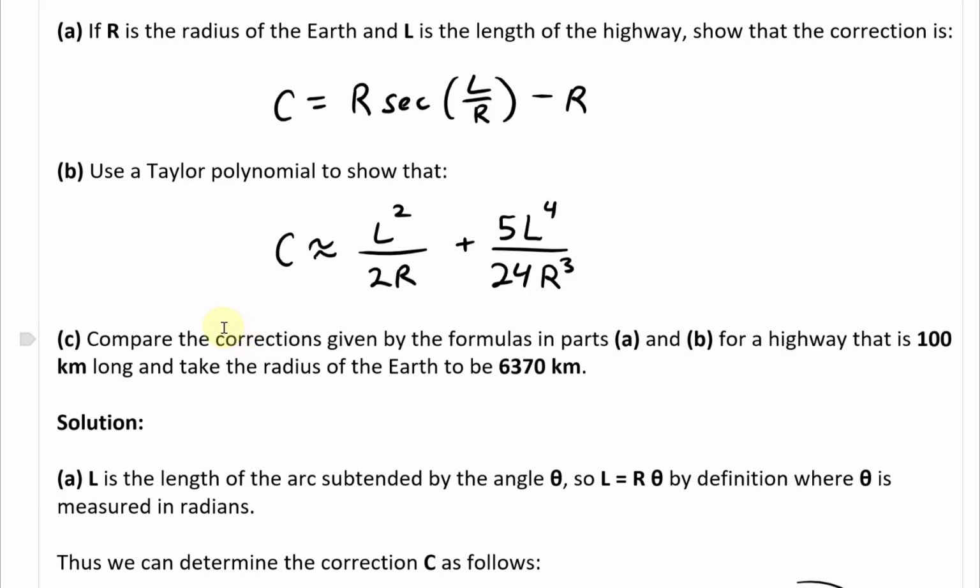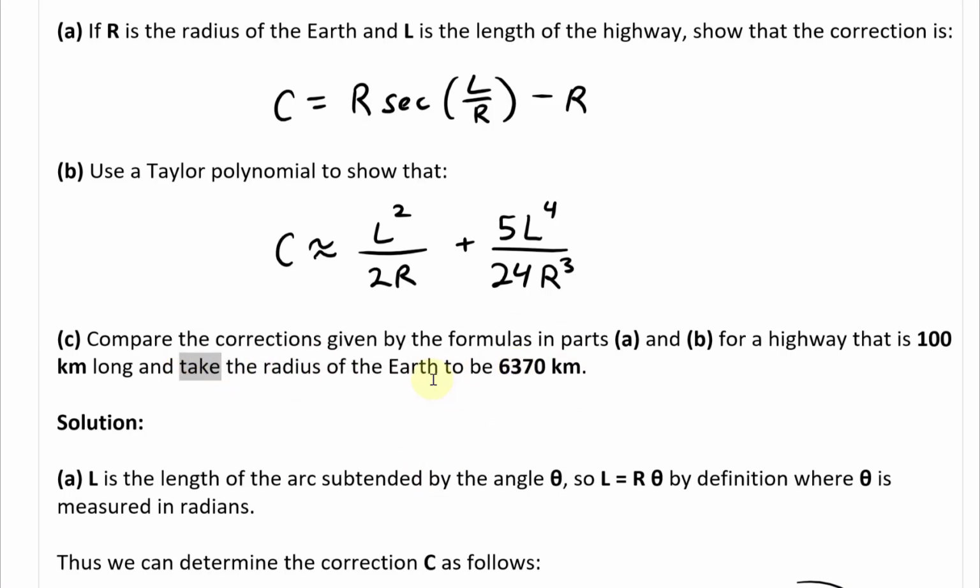Now let's look at the last part of the last question of the last exercise of the video. Part C: compare the corrections given by the formulas in parts A and B for a highway that is 100 kilometers long, and take the radius of the Earth to be 6,370.